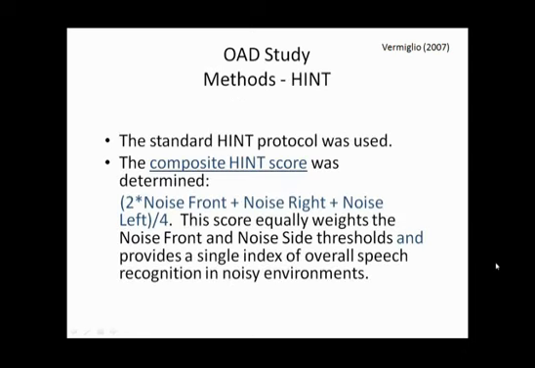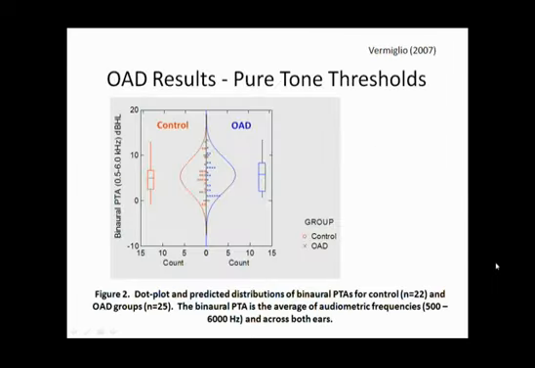The groups were matched for age composition in order to avoid age effects. The standard HINT protocol was used. The composite HINT score was determined. And you recall that the composite HINT score represents an average of the three hearing in noise test conditions: the noise front condition, noise right, and noise left, where the front threshold is weighted twice. And then we take the sum divided by 4, and this score equally weights the noise front and noise side thresholds and provides a single index of overall speech recognition ability in noisy environments.